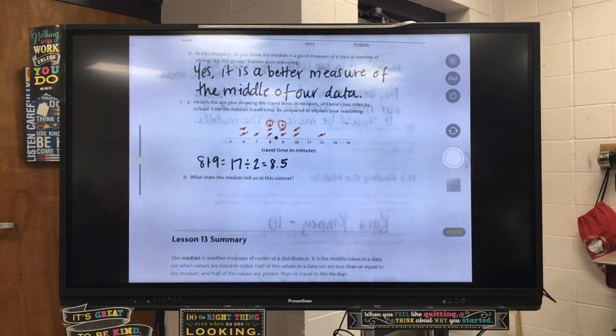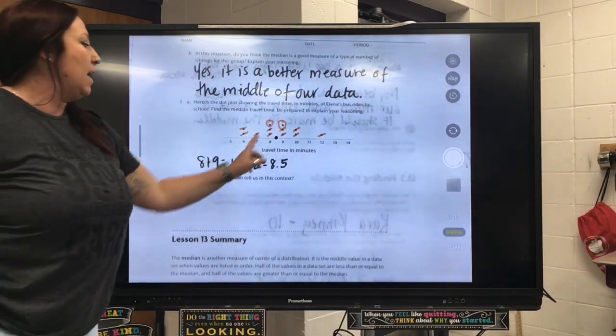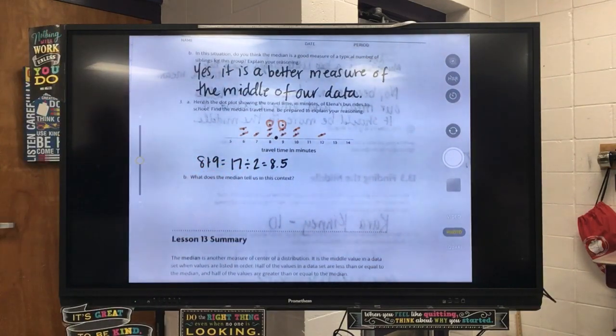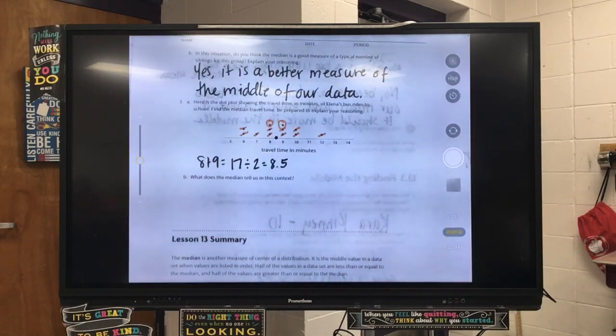Now, when you have 2 numbers in the middle like this, and you add them together and you divide, you're finding the average. You're finding the mean of those two numbers. So it's just like finding the mean of a big data set. You divide by however many numbers you just added, you're always going to divide by that too. Okay? All right, and then 3B, what does the median tell us in this context?